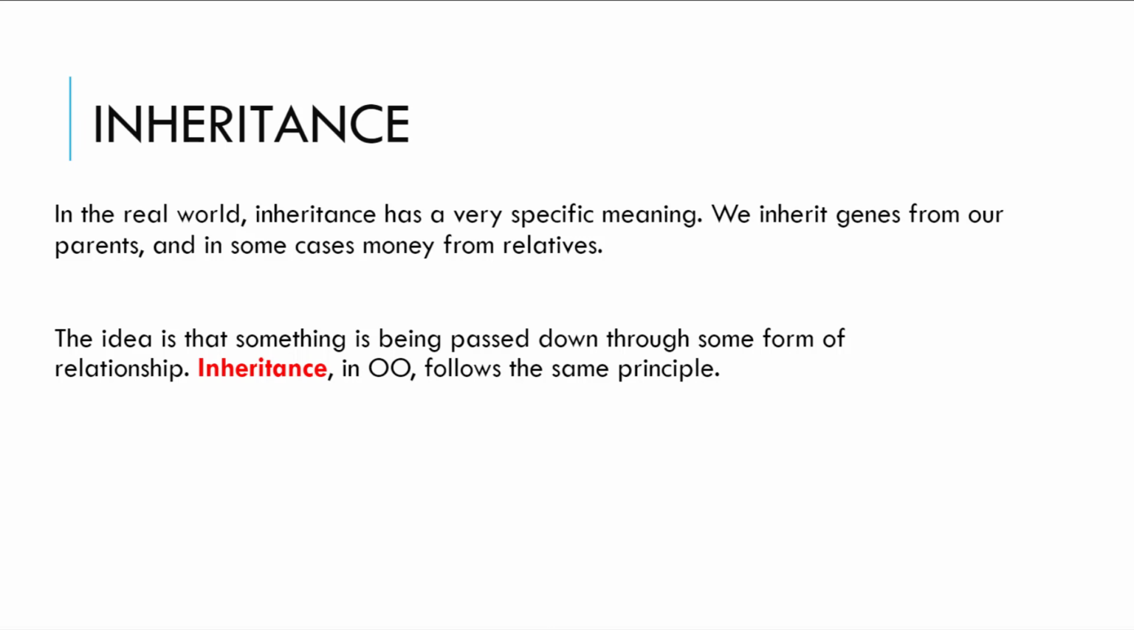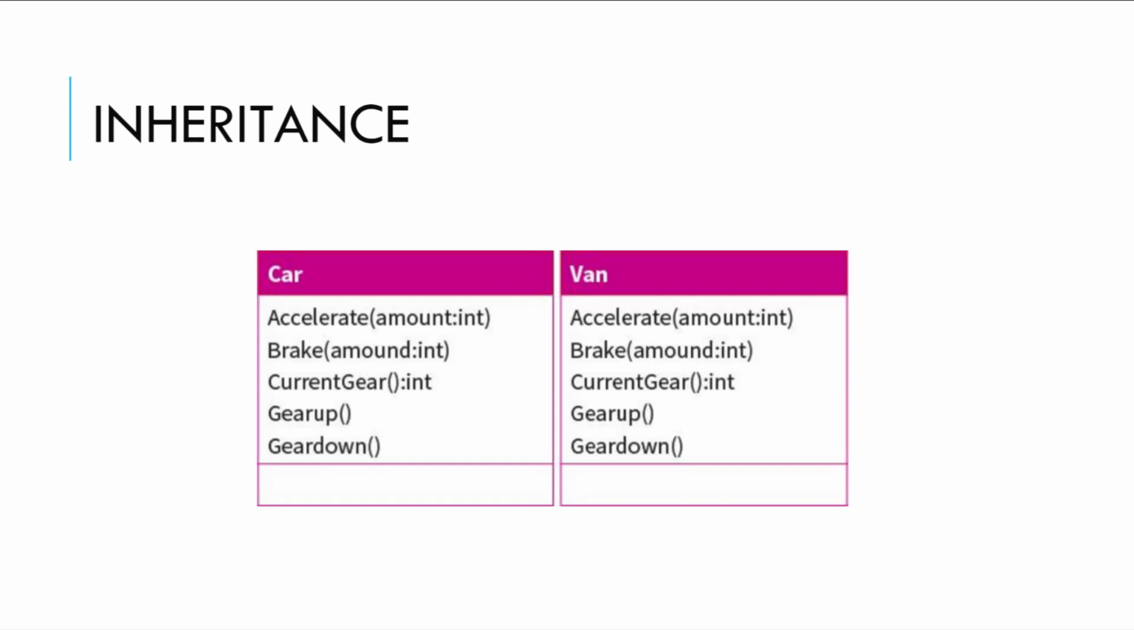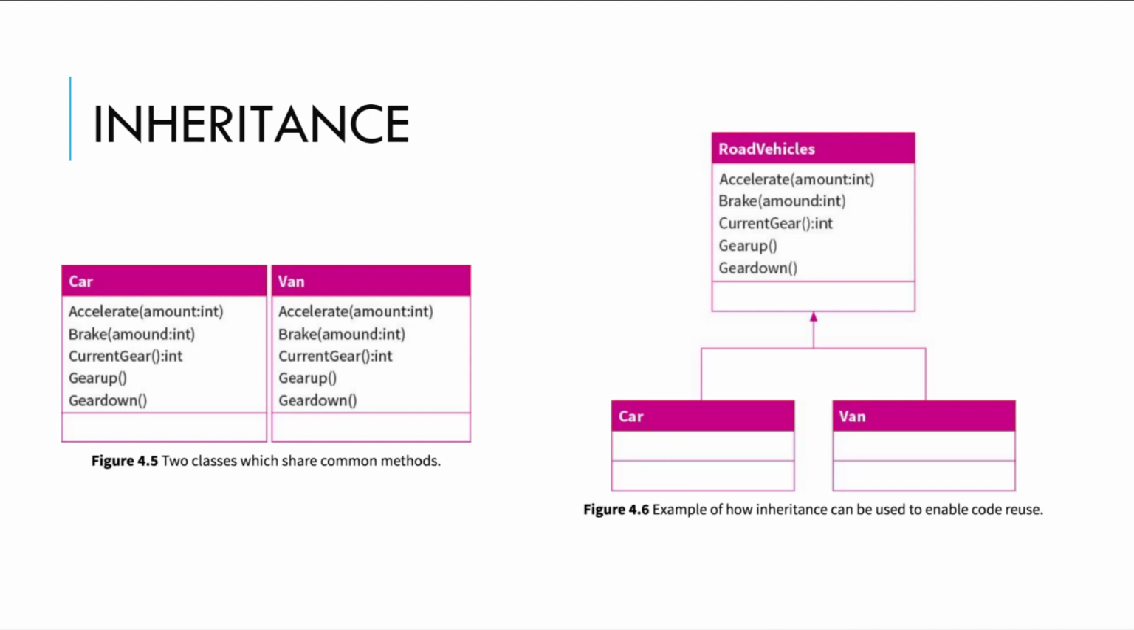So consider the example. If I have a car and I have a van, what's different between those two? Well, you might have differences in the size and things like that, but they have the same methods. We allow them to accelerate, we allow them to brake, we allow them to have a current gear or change the current gear using the gear up and the gear down methods. Now, in order for me to make this efficient, why am I creating things over and over again when they are identical? Well, that would be a very bad idea to do it this way. So we include inheritance by creating road vehicles.